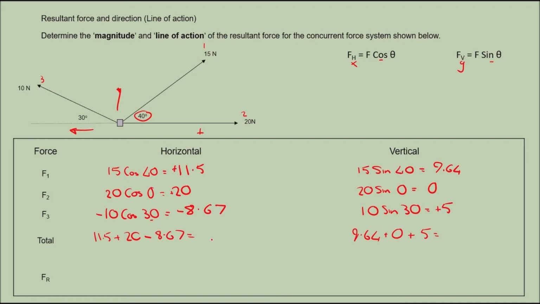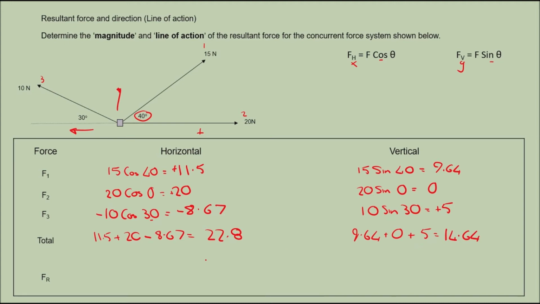Okay, nice simple maths here, adding those values up or finding the sum of those values. We should get 22.8, and on this side we should get 14.64.